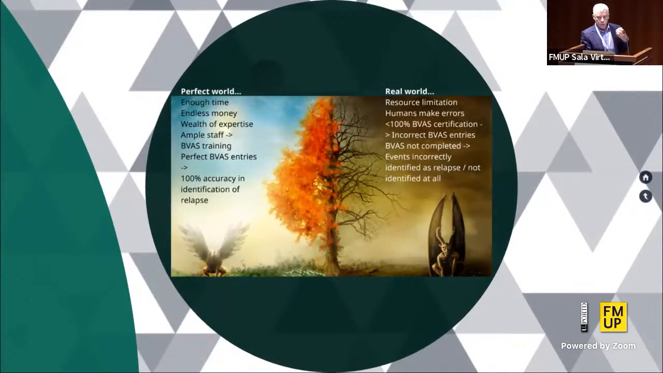But of course, in a perfect world, you'd have endless time and money and lots of staff. These tools need some training to implement correctly. You'd have everybody trained perfectly, and you'd have 100% accuracy in identification of relapse. In the real world that I operate in, there's obviously resource limitation. Humans make errors. They're not always certified for doing this scoring system. The BVAS scores are not entered correctly, so we get events incorrectly identified as relapse or not identified at all. The relapse event is what all of my research revolves around, so if we get that wrong, the whole rest of the house of cards falls down.